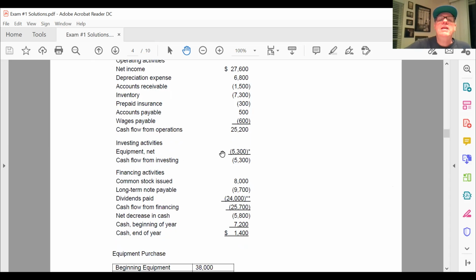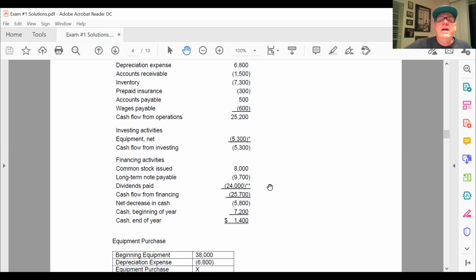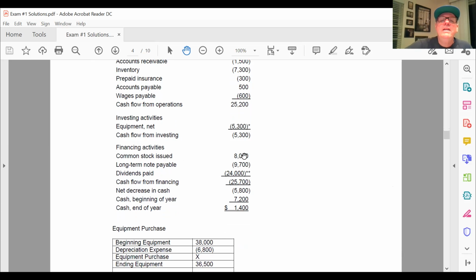I'll show you how we got the investment account of $5,300. That was the actual investment. There's a calculation, I'll walk you through that in a moment. And then for financing activities, you had the issuance of stock, you had the reduction of long-term notes, and then you had a calculation for dividends. So your total change in cash, if you consider the net effect of the operations, the investing, and the financing, was down $25,700. Add those all together, and you get a reduction in cash of $5,800. You add that to the beginning cash, and there's your cash at the end of the year.